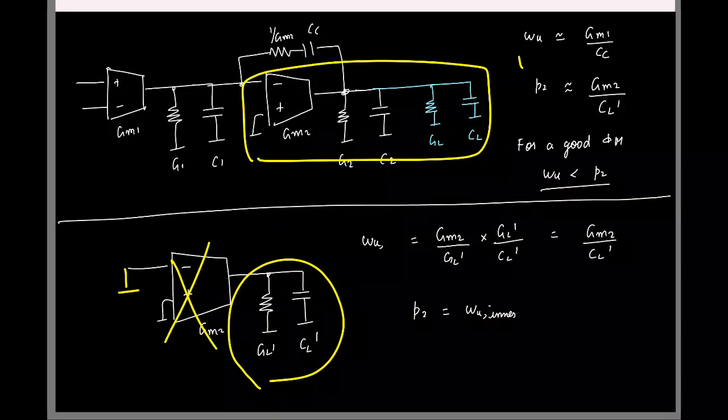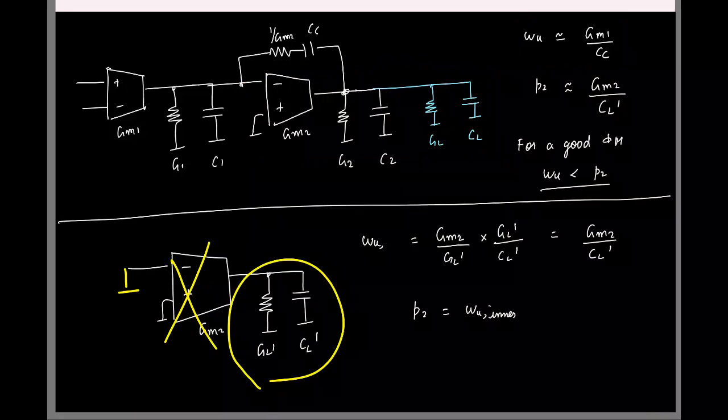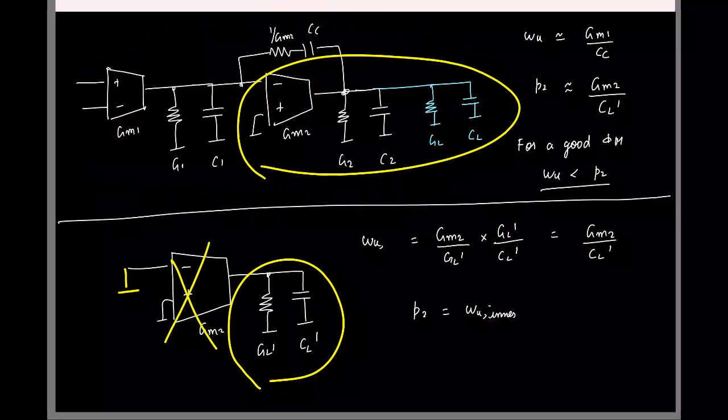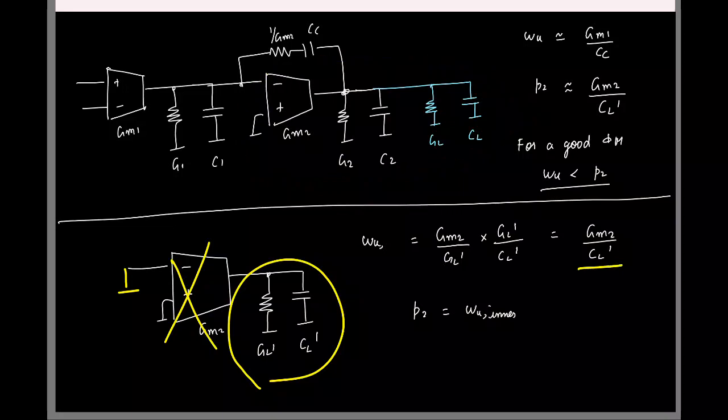And our actual omega u, I'll call it the omega u for the outer stage. For the outermost stage, omega u is Gm1 by Cc. And for the innermost stage, omega u is Gm2 by Cl prime. Okay? And for a good phase margin, we know this is the condition. So I can write it like this. Omega u outer must be smaller than the omega u for the inner stage. I'm just rephrasing the same known stability condition in terms of omega u's for different stages. That's all. Is that okay?